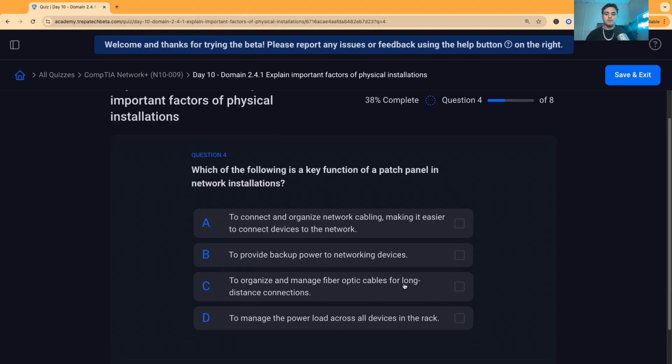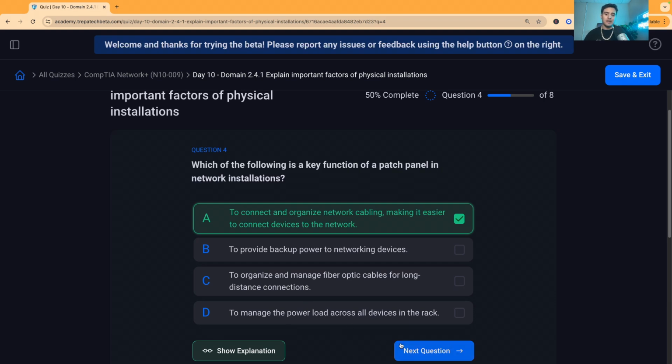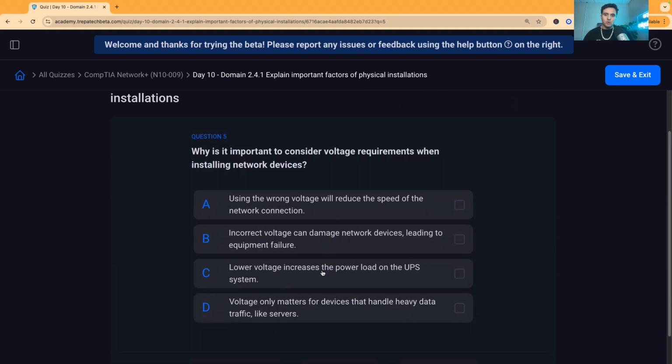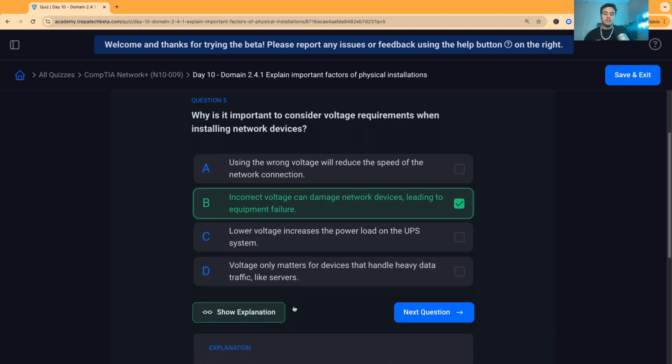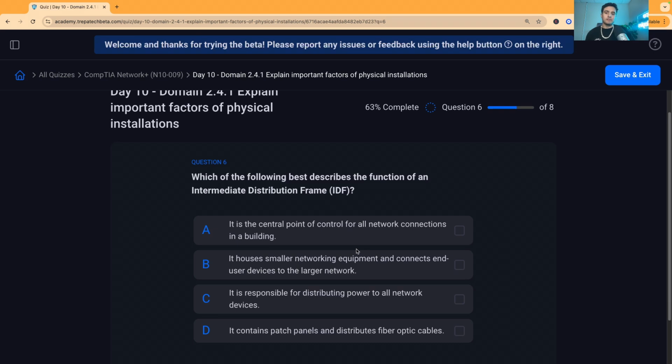Okay, question 4. Which of the following is a key function of a patch panel in network installation? Patch panel. It's going to be A, to connect and organize network cabling, making it easier to connect devices to the network. Question 5. Why is it important to consider voltage requirements when installing network devices? So this is kind of anything, right? Incorrect voltage can cause damage, can lead to failures, could ruin circuitry.